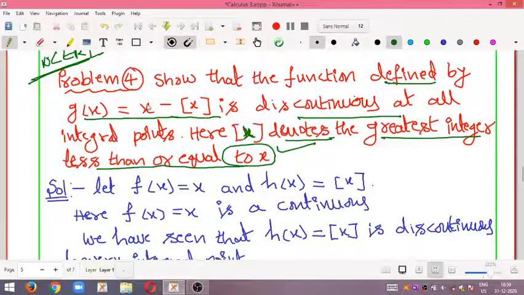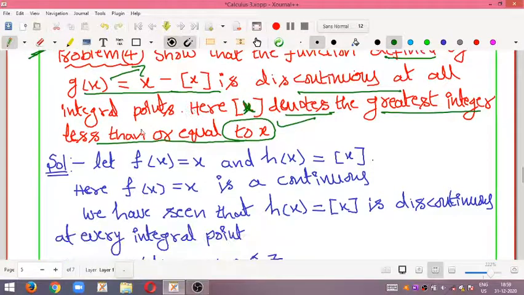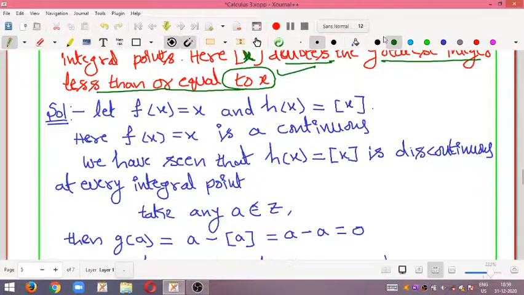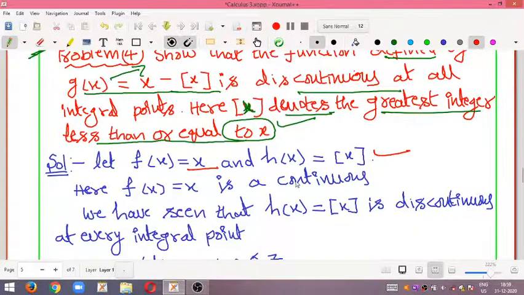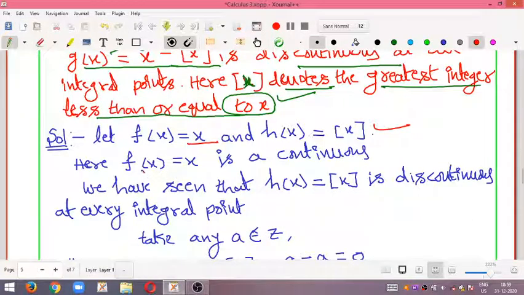So what do we want to show? We want to show that this function is discontinuous at all integral points. So let f of x be equal to x, the first function, and the second function h of x be the greatest integer function of x. We all know that f of x is equal to x is a continuous function, because it is a linear function.